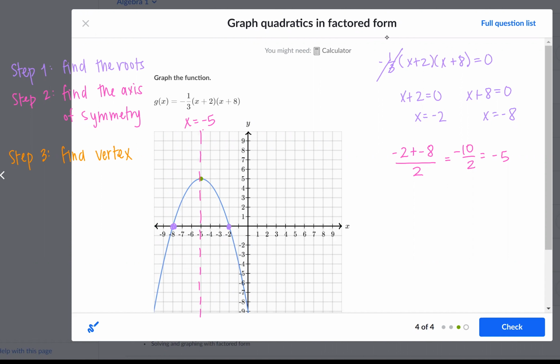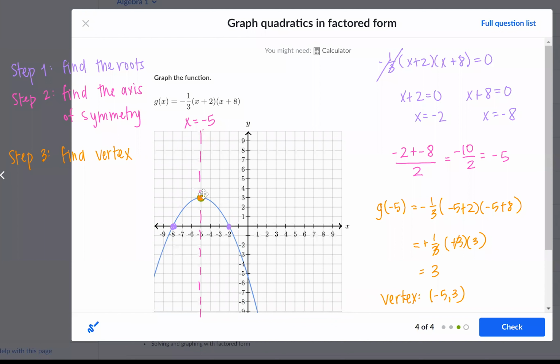So lastly, I get the vertex, which means the x-coordinate of the vertex is definitely -5. So I can put -5 into my function. G of -5 is -1/3 times -5 plus 2 times -5 plus 8. That's -1/3 times -3 times 3. The negatives cancel, the 3s cancel, and I end up with 3. So my vertex is at -5, 3. Right here. Let's drag our graph down.